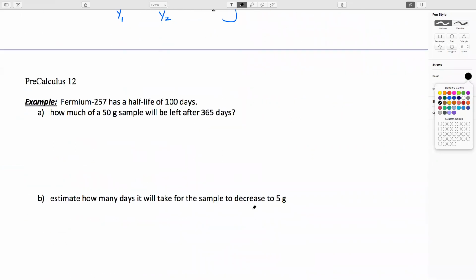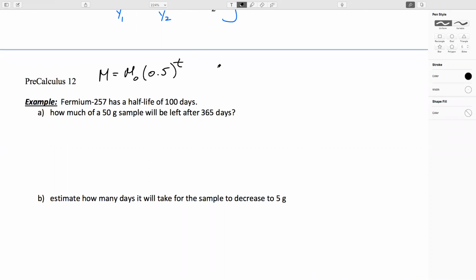All right, let's try another decay problem. This time we're doing a half-life problem. Fermium-257 has a half-life of 100 days. How much of a 50-gram sample will be left after 365? So we've got a couple of options here. Remember, there's two versions of this half-life formula. You can use m equals m naught times 0.5 to the power t, or you can use m equals m naught times 0.5 to the power t divided by half-life, which would be 100.